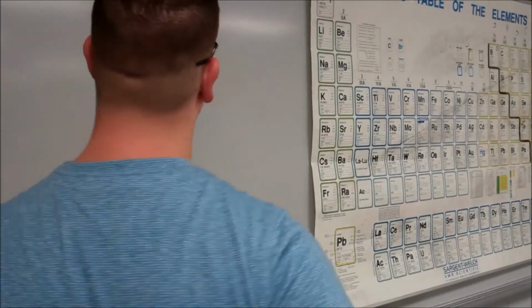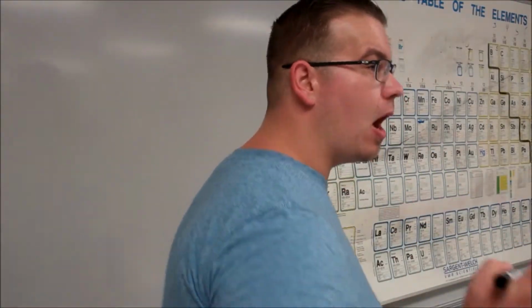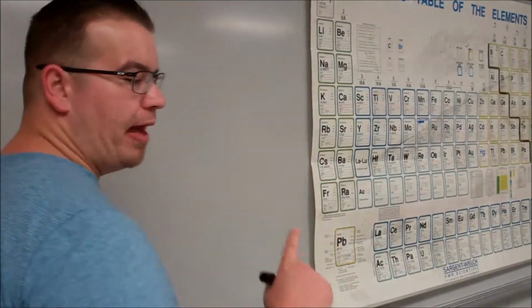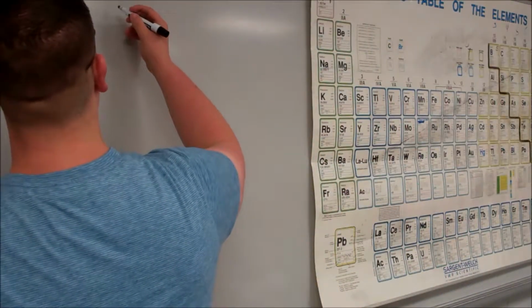All right. So the second principle we're going to talk about, okay, we've talked about off-ball. Now we're going to talk about the Pauli exclusion.